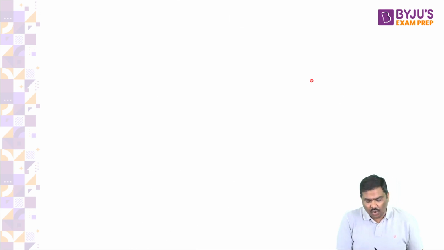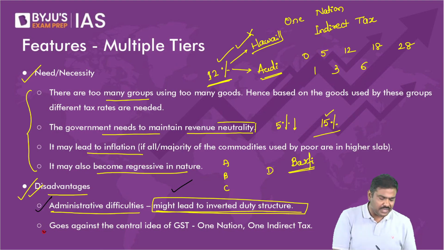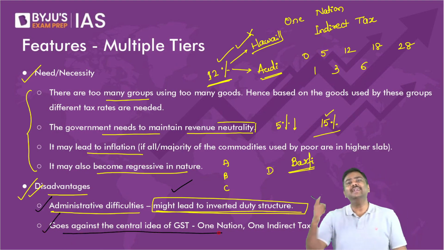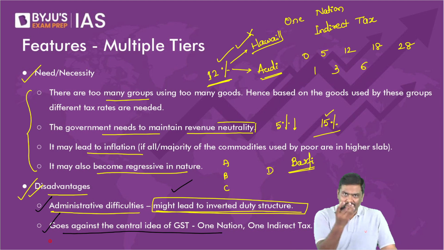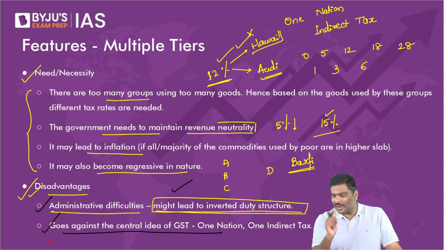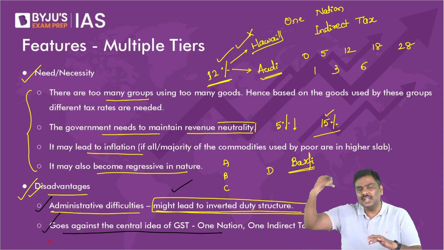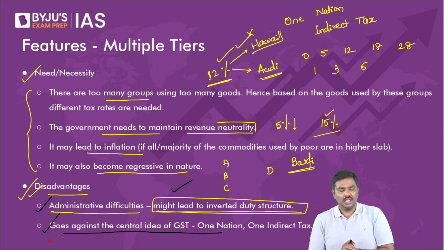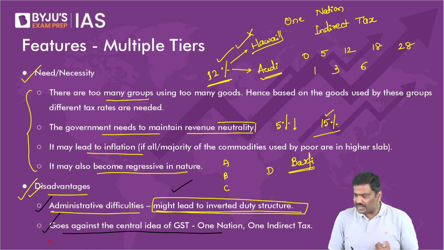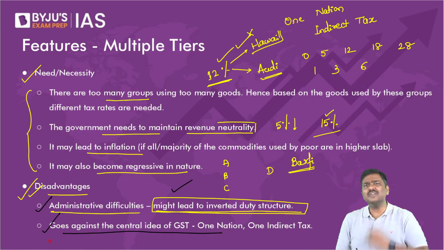Second, it goes against the central idea of GST, that is, one nation, one indirect tax. The central theme of GST is what? One nation, one indirect tax, but we are not able to achieve that even today because there are multiple rates of GST. Now, some of you will ask, sir, what is the way forward?